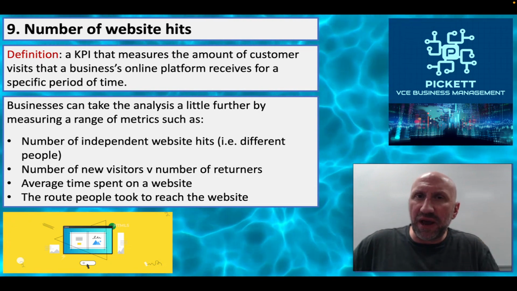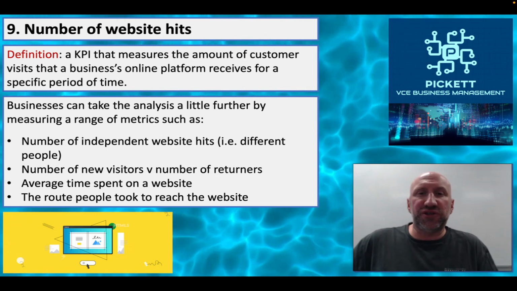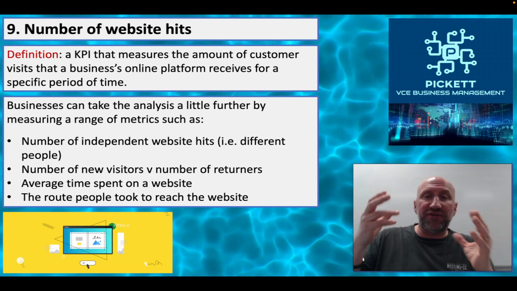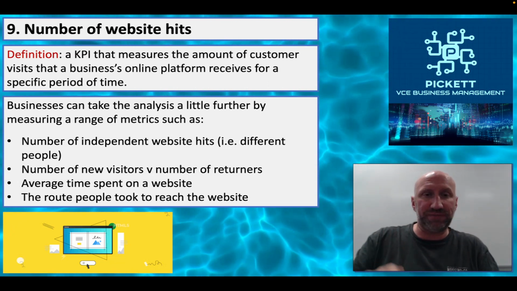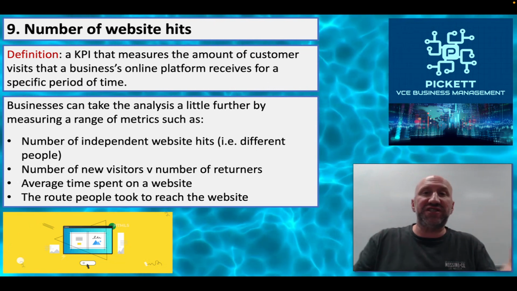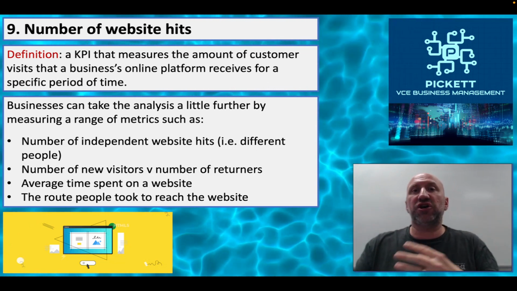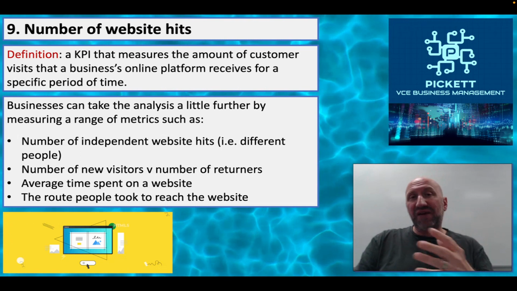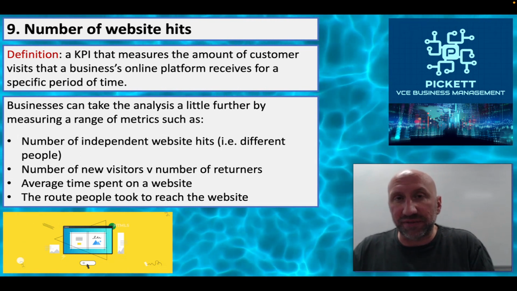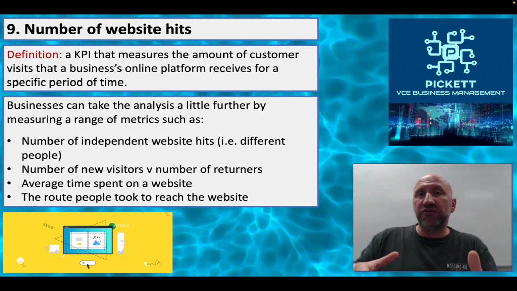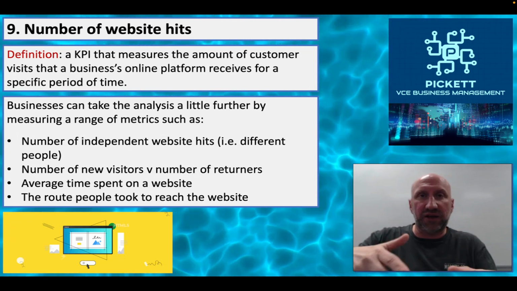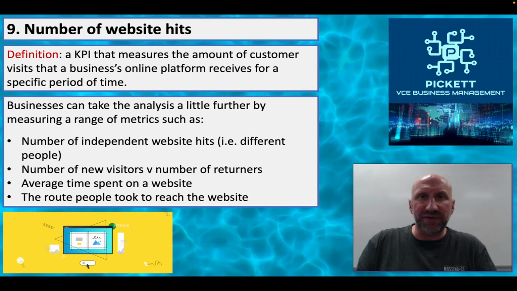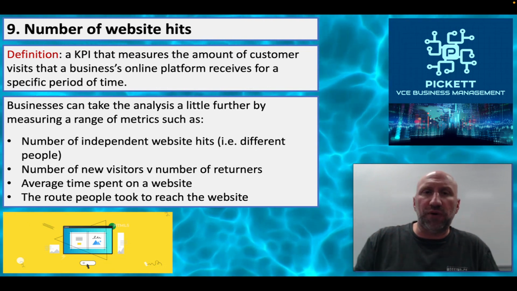So businesses now might be interested in a whole bunch of different metrics, such as number of independent website hits. So how many different people are visiting the website, number of new visitors versus the number of returners to the website. The average time spent on a website can be useful information. Even the route people took to reach the website. So what link did they click on? How did they find the website? Okay, and there's many, many more.